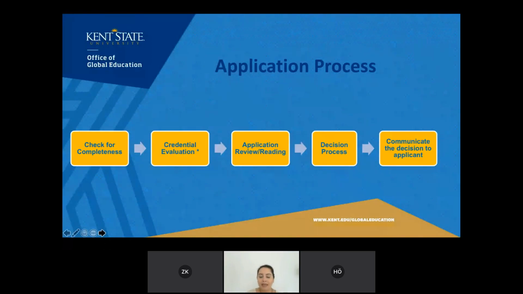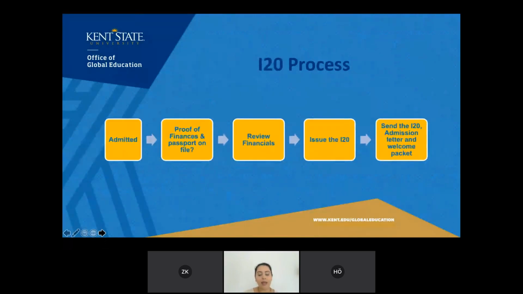So you want to get some ideas and suggestions on how you can make your application better and more competitive. And of course, because most of you are international students, once you are admitted, I want to give you a clear, concise overview of the I-20 and immigration process. And this is very consistent, not just for Kent State, but for most American universities.